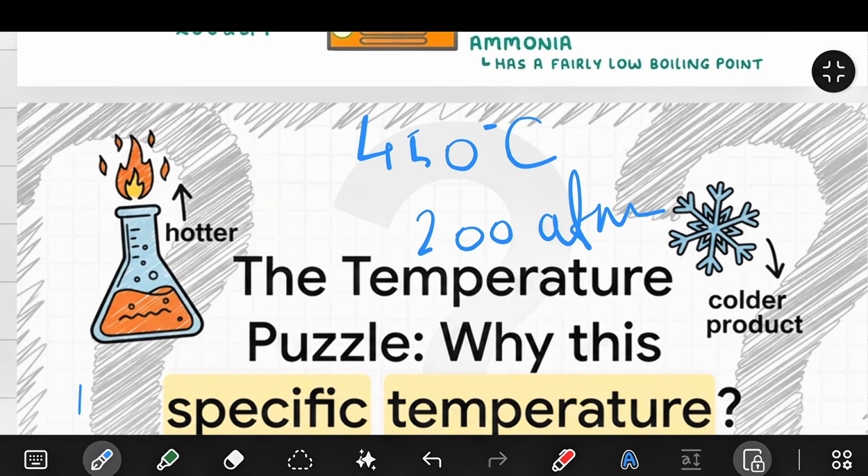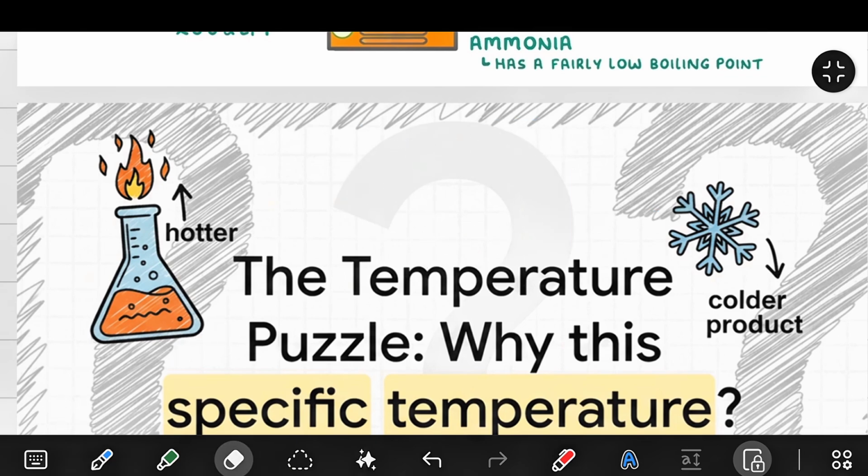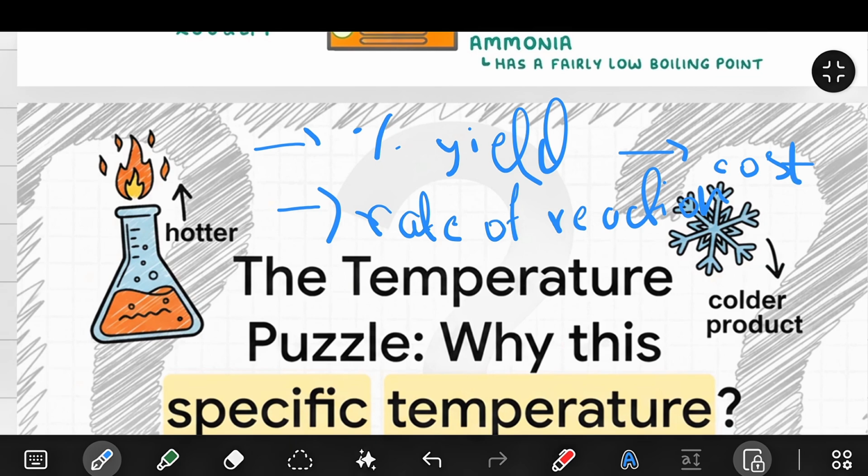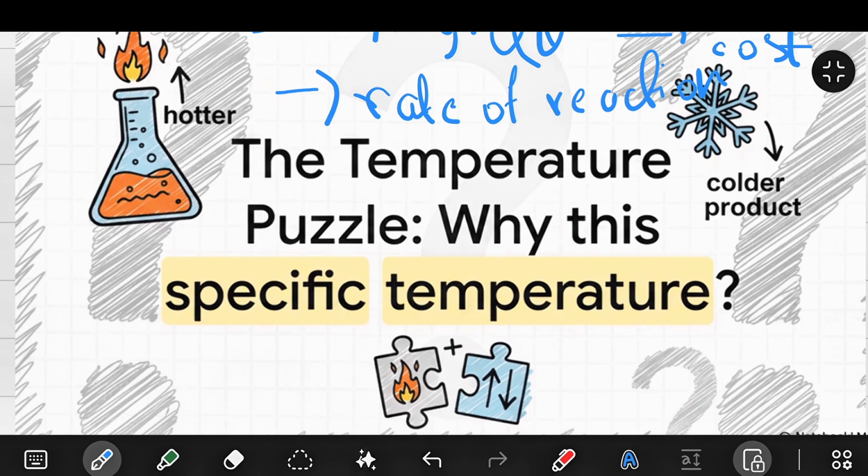As we consider each condition, we need to bear in mind three things. What are those three things? The three things are the percentage yield, the rate of the reaction, and the third thing, which is cost, which is the most important. So let's start with temperature. Why this specific temperature?